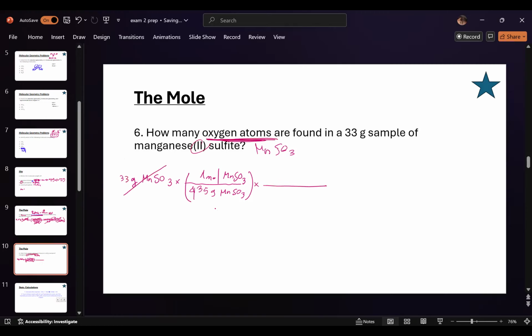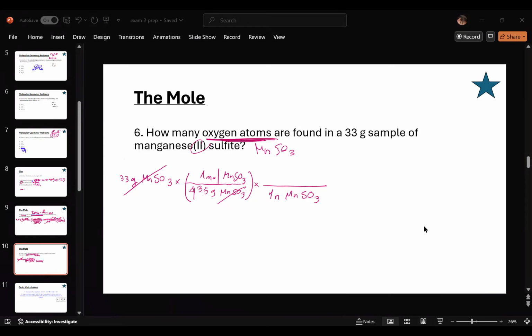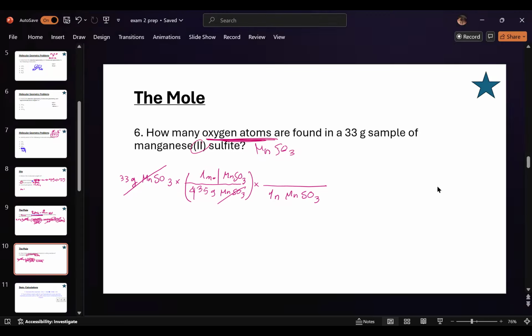So far this cancels out, this cancels out. How do I cancel out the 1 mole of MnSO3? You're going to write it down here: 1 mole of MnSO3. You count however many moles of oxygen you have in this compound. You have 3 oxygens total, so you write 3 moles of oxygen.